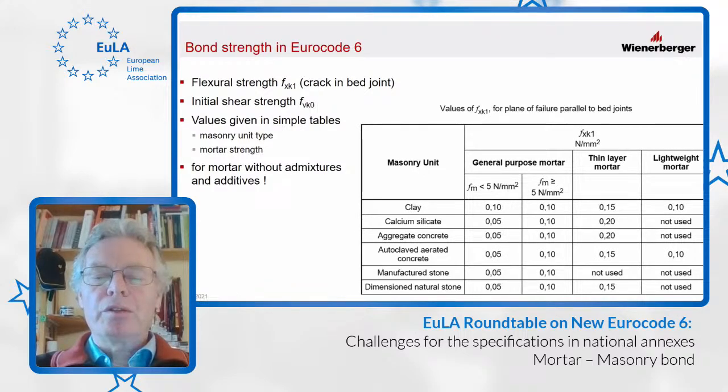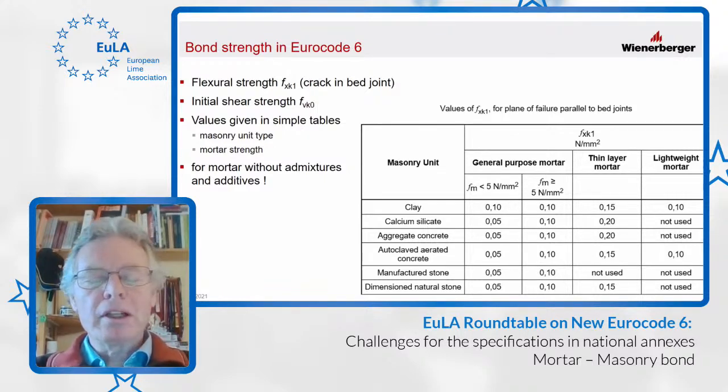The same table we can find more or less for the flexural strengths, but what is funny is that, for example, for clay we now see only a distinction between two mortar strengths, smaller than 5 and bigger than 5. But as Paul already indicated, the initial shear strengths and the flexural strengths fxk1 are very much correlated to each other, and so you can wonder why this table is not the same as the table for the shear strengths.